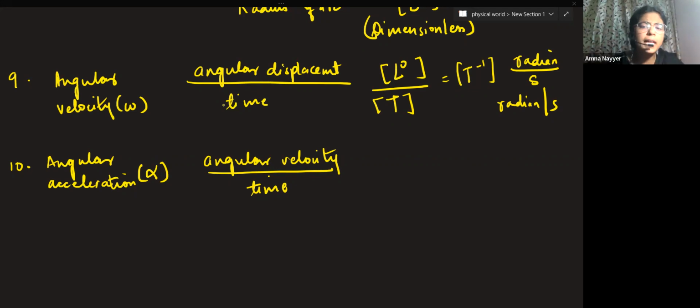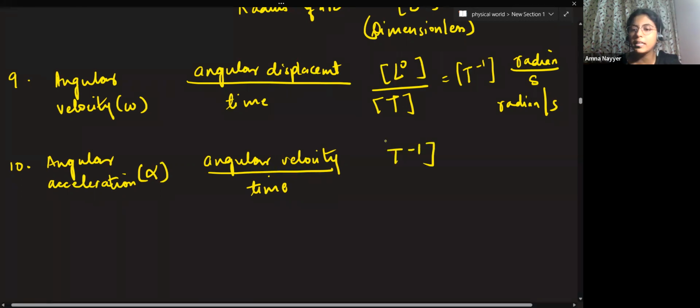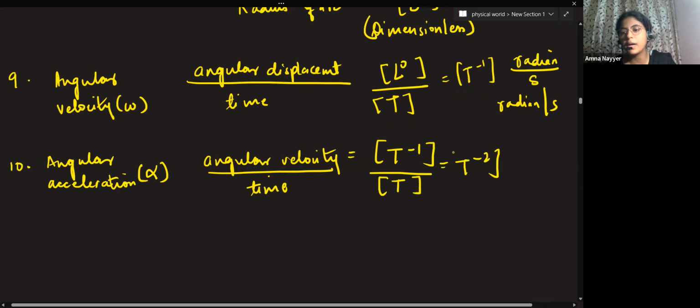Aram, will it have any dimension, or were you writing 0? See, angular velocity was what? Angular velocity was t to the power minus 1 only. Divided by, you have another time with you. So when this time goes in the numerator, that becomes again -1. So t to the power -1, t to the power -1. That is t to the power -2.